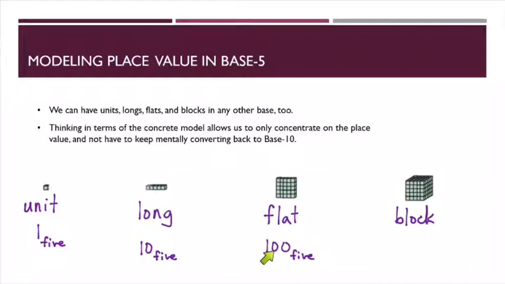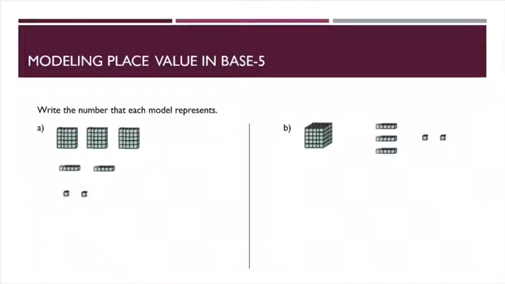Or you could say that this is 5 to the first. And then the next place that we're used to calling the hundreds place, this is the place where we put how many 5 to the second we have, or how many flats we have. And so a block would be written 1, 0, 0, 0. 1 block, or 1 5 to the third set of units. No flats, no longs, and no units. Remember, every time you write a number in a base other than 10, you must spell out using letters what base you're working in. Okay, so let's practice just a little bit.